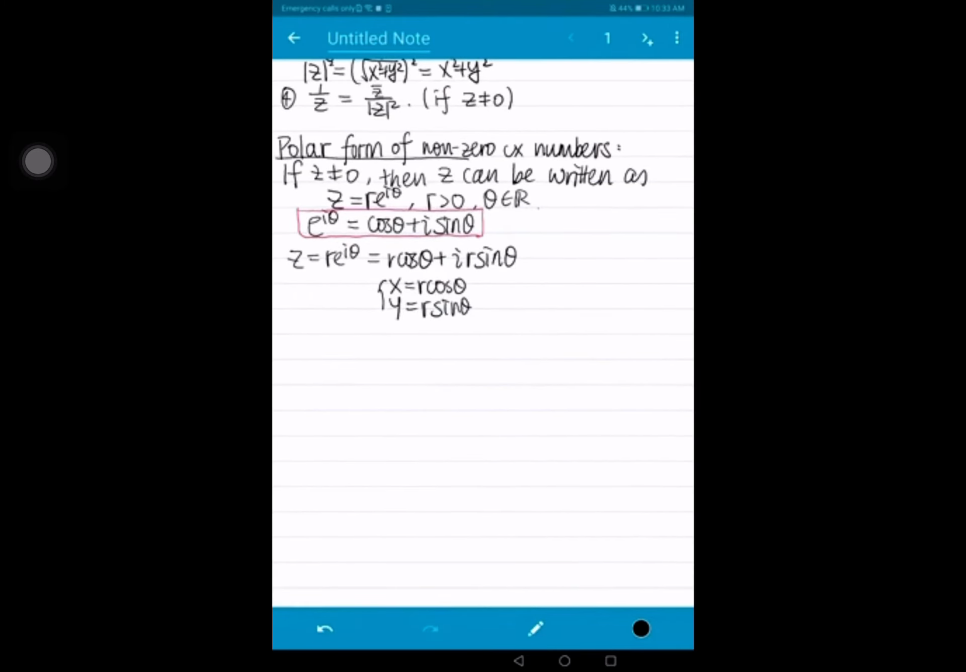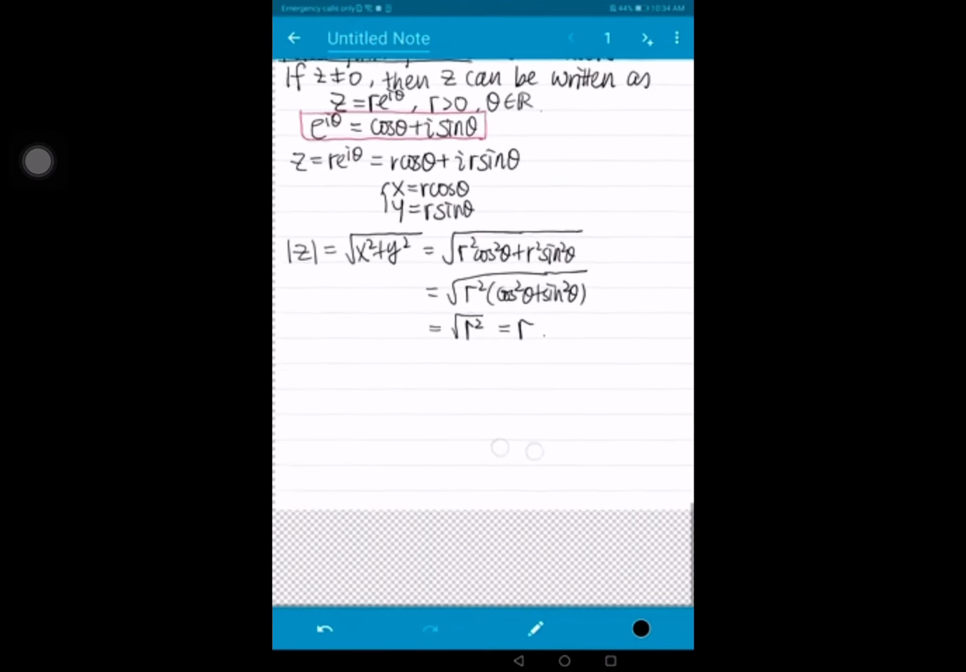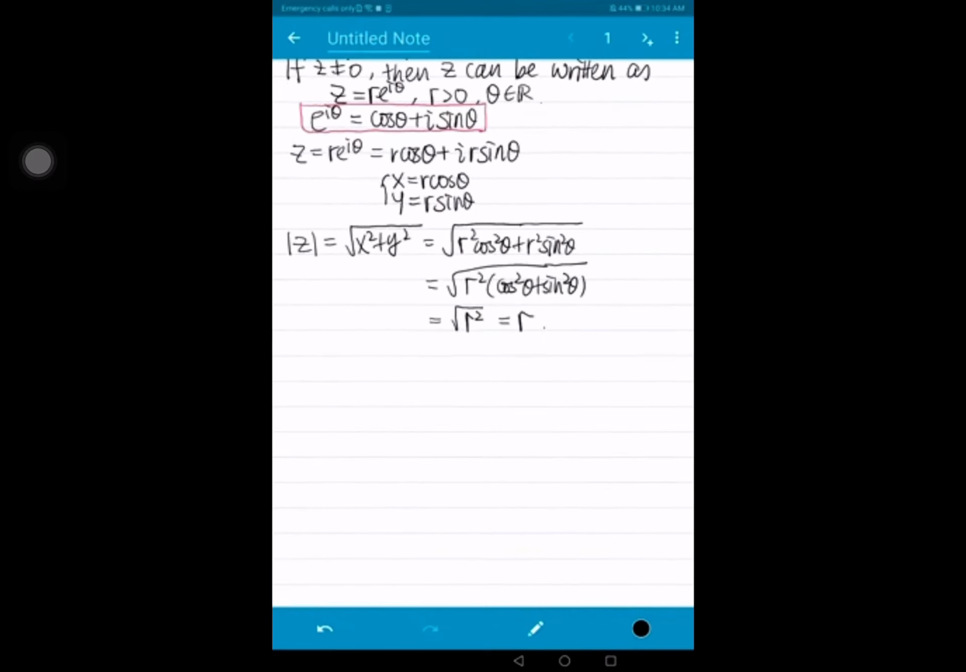right? Okay, and under this representation, under the polar form representation, what is the absolute value of z? Right, so we know the absolute value of z equals the square root of x squared plus y squared, right? And x squared plus y squared is r squared cosine squared theta plus r squared sine squared theta, and this is r squared times cosine squared theta plus sine squared theta, and this is basically the square root of r squared, which is r, right? So r is basically the absolute value of z.